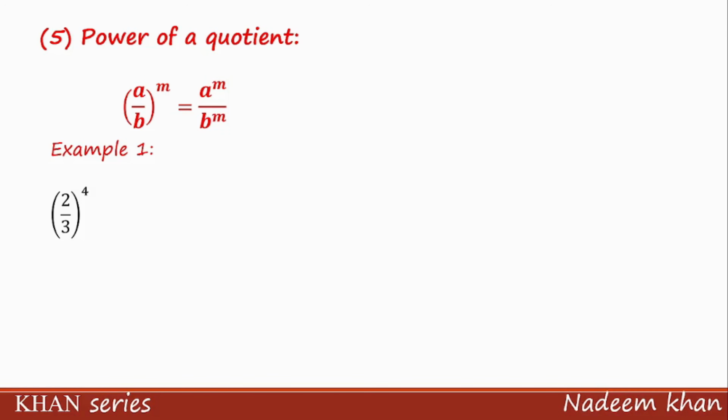2 divided by 3 whole power 4. We distribute the exponent to both numerator and denominator. We get 2 to the power 4 divided by 3 to the power 4, which is 16 divided by 81.